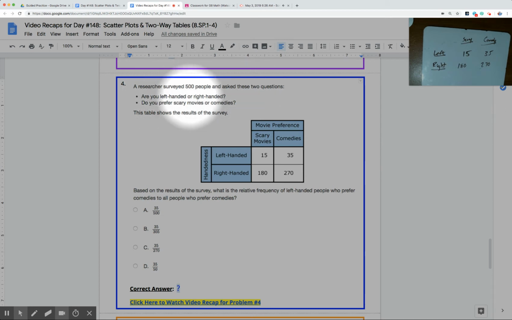Are you left-handed or right-handed is the first question. We see that data is going to be displayed with these 2 rows here. And then, do you prefer scary movies or comedies? And these 2 columns, scary movie column and comedy column, are going to display some of the data about the movie preferences. So as we take a look at this two-way table, we see this row right here shows me left-handed people.